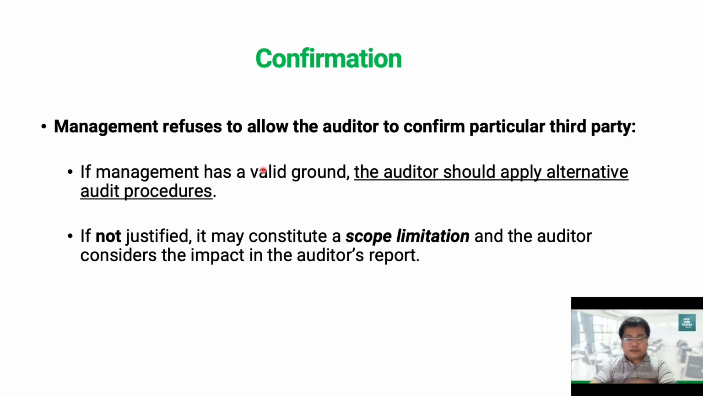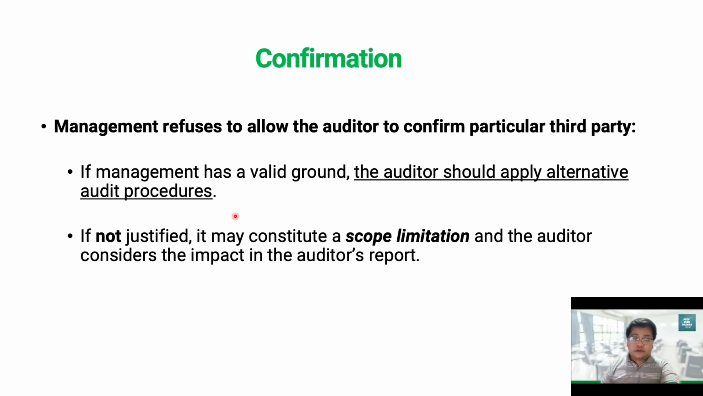For example, there is an ongoing legal battle between the client and the customer, and when we send a confirmation request to the customer, that might worsen the situation between the client and the customer. Then that is an example of valid ground. Then we have to obtain alternative audit procedures. For example, we can check the litigation documents instead of confirming with the customer.